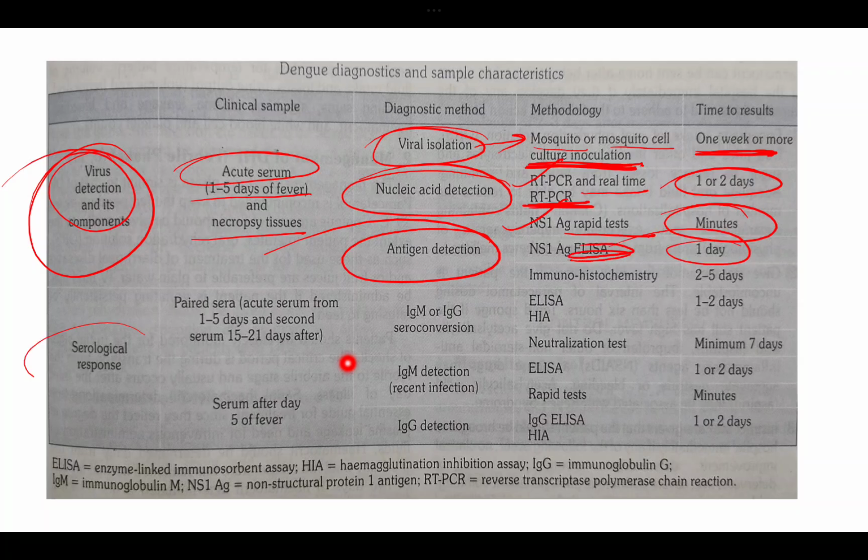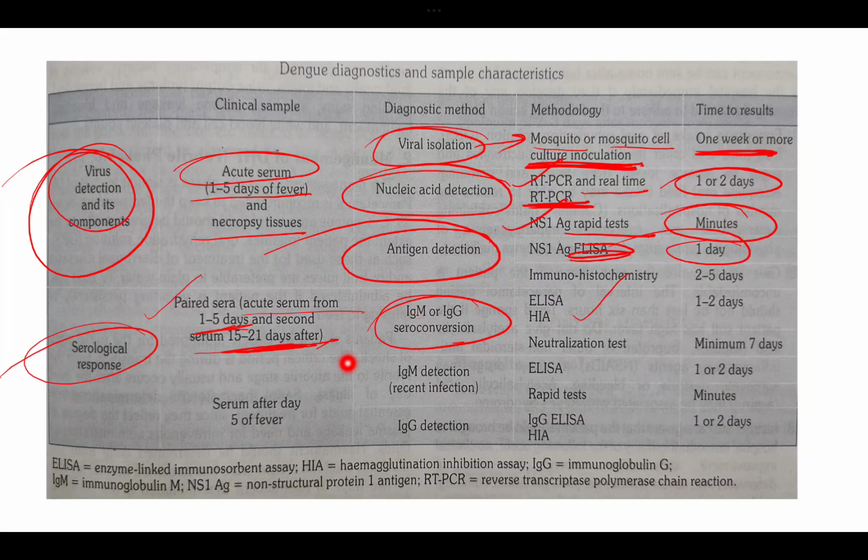And then we have serological responses. The paired sera, that is the acute serum from 1 to 5 days, and also the second serum 15 to 21 days after. Then we will see the antibodies detection. The diagnostic method is IgM IgG seroconversion. The methodology used is ELISA, hemagglutination inhibition assay.